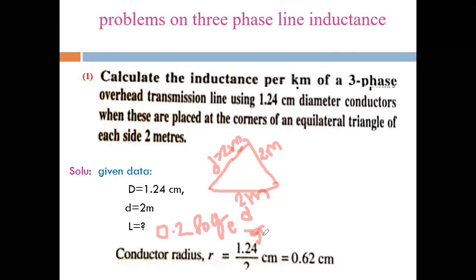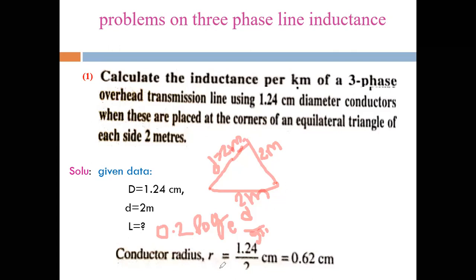What is meant by R dash? R dash is the geometrical mean radius, that is the GMR. What is the R dash formula? R dash is equal to 0.7788 into R. What is meant by R? That is the conductor radius.